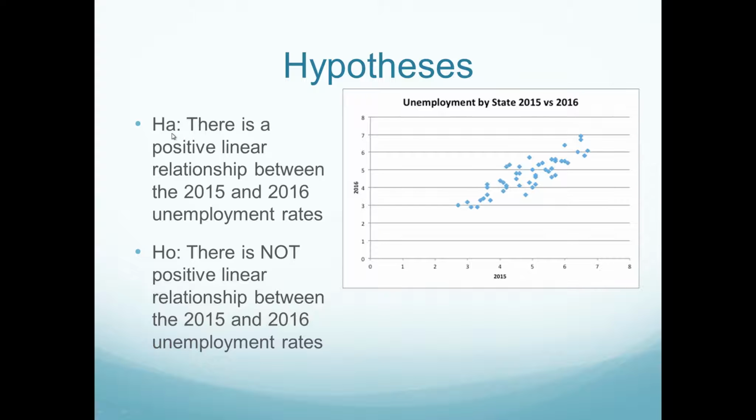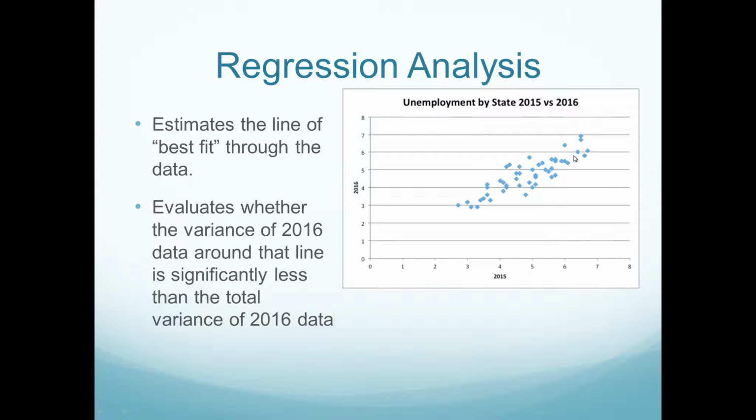So our alternative hypothesis is that there is a positive linear relationship. Obviously, that means the null is there's not a positive linear relationship. Could be negative, could be zero. It'd be hard to believe that it's negative, so we're probably really just testing for zero here. So what we want to do then is use a regression analysis to figure this out.